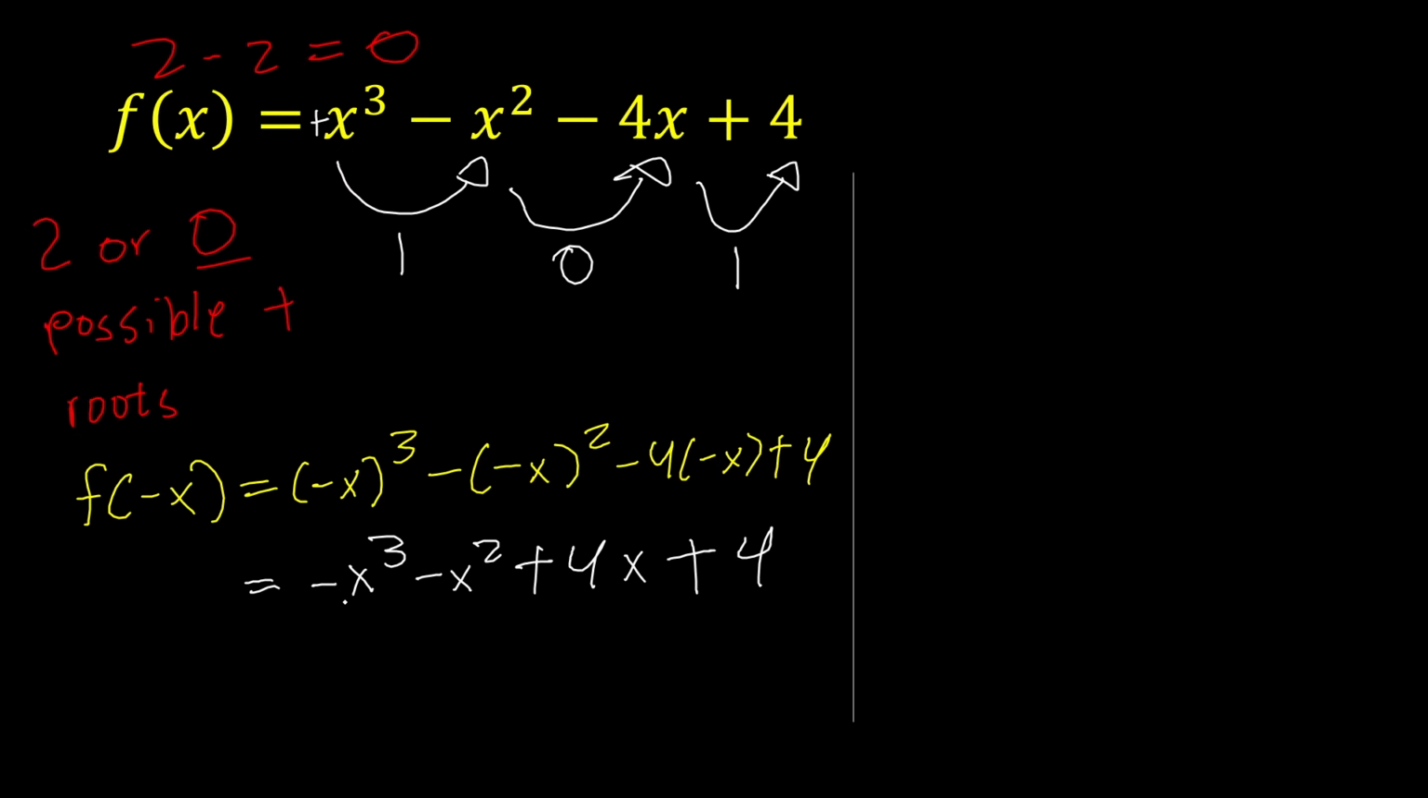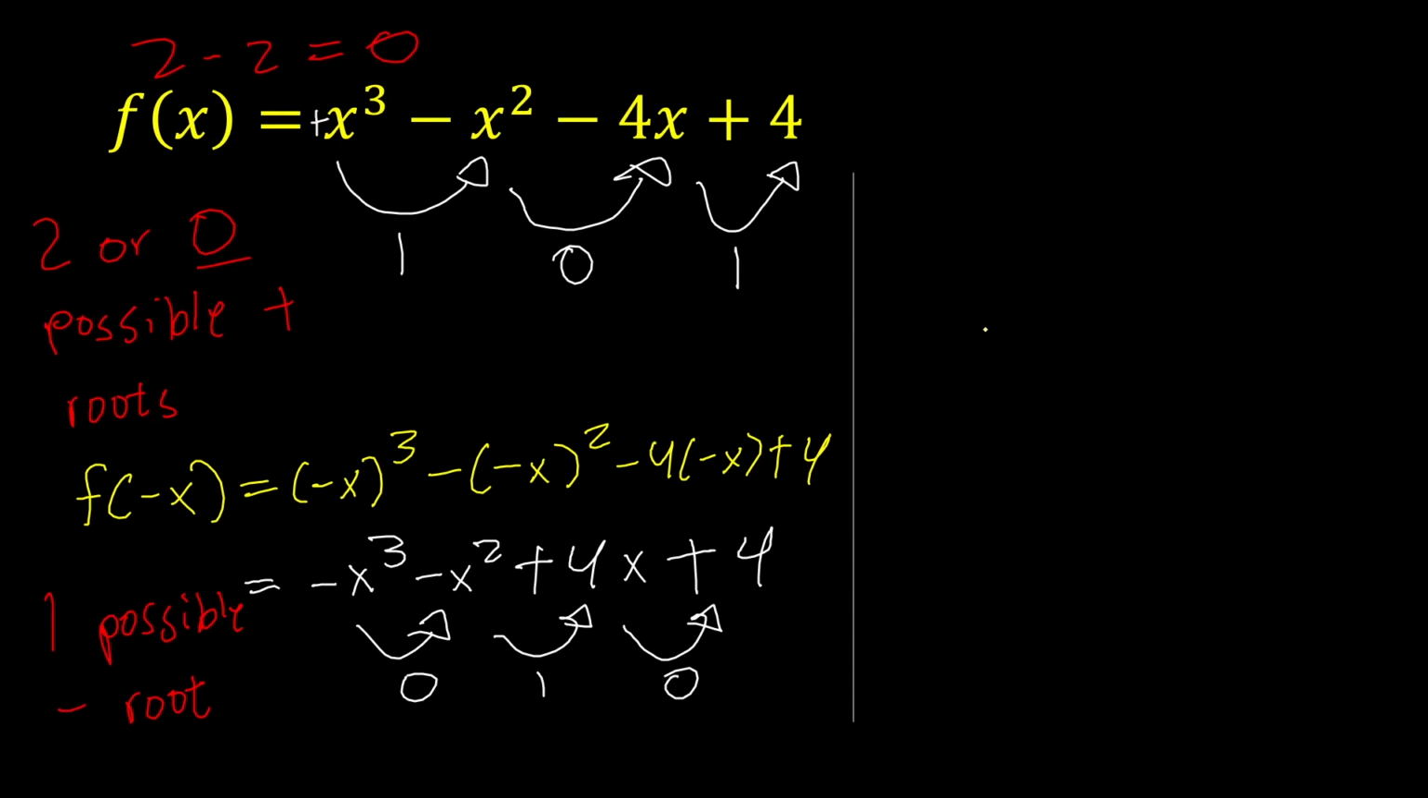Okay, so we just have to find the variation of signs here. So negative to negative, there's none. Negative to positive, there is a variation of signs here. And positive to positive, there is none. So we can say that there is one possible negative root in this polynomial function.